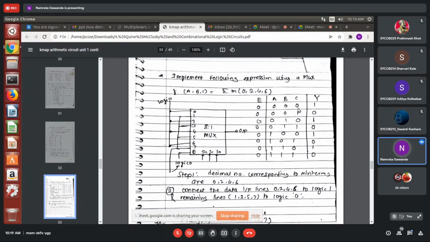So 0, 0, 0. If this is the select line provided, which data input will be selected? 0. 0 means here we are considering the D0 data input, where 0 is connected to logic 1. Why is 0 connected to logic 1? Because it is present in this min term. The min terms that are present are nothing but the data inputs.